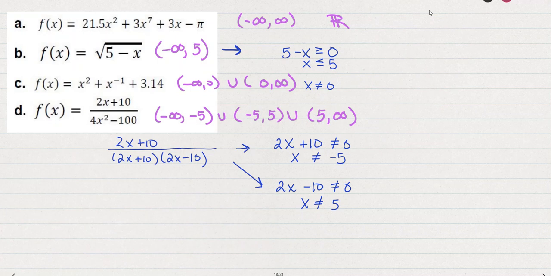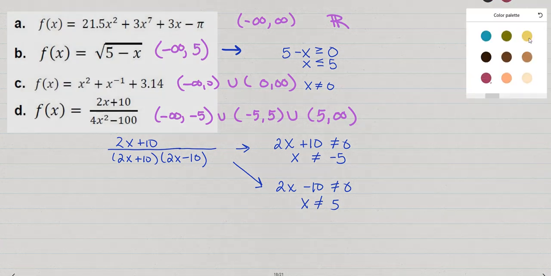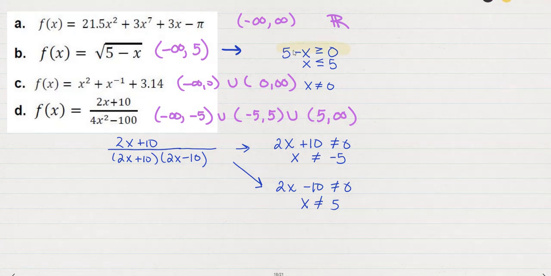Letter B is continuous from negative infinity up to 5, but it's not continuous at 5 or greater, because when we look at the domain, let me highlight it so you can see where I'm talking. When we look at the domain, we'd have that 5 minus x, this radicand, has to be greater than or equal to 0. And when we solve that for x, we'd subtract 5 from both sides and have the opposite of x is greater than or equal to negative 5.